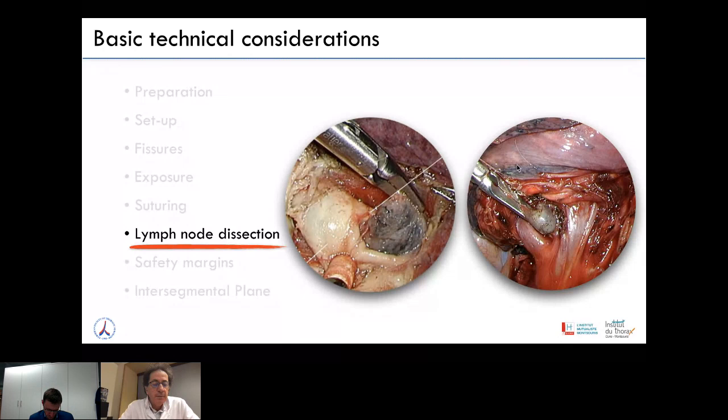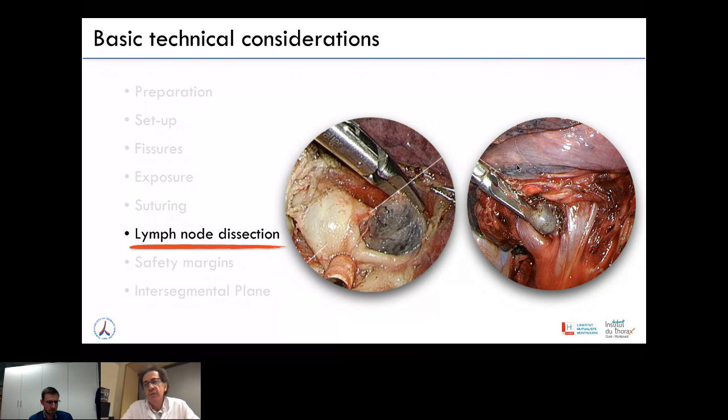So we now switch to the issue of lymph node dissection, which is crucial in our opinion. And I would like to give you an example. Very recently, a member of my team was attending a meeting about the setup of a trial comparing sublobar and SBRT. And the question was lymph node dissection.